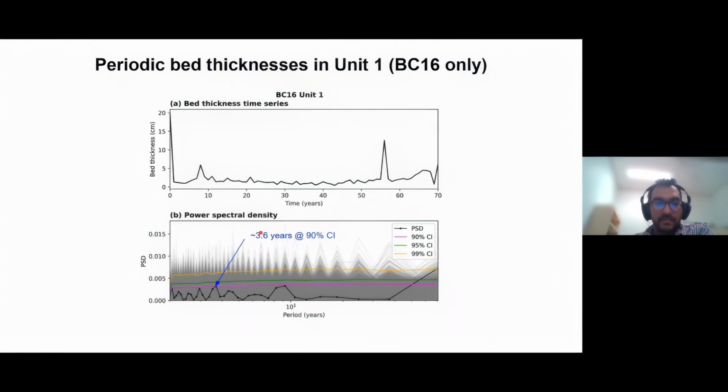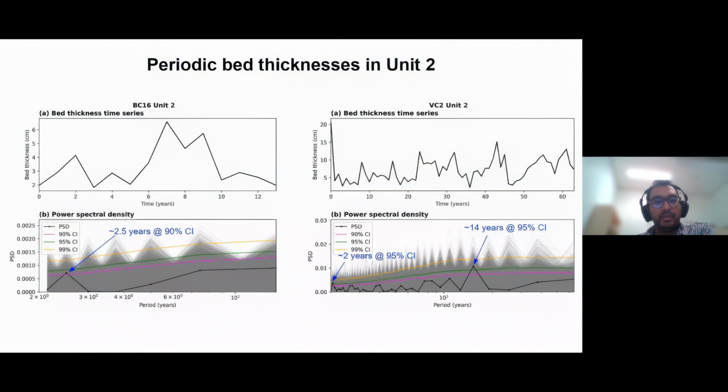And going to the second unit, or unit 2, these are the same plots as before, but here we have the periodic bed thicknesses for BC16 and VC2, because unit 2 was observed in both of the boreholes. In BC16, we can see a periodic bed thickness occurring every 2.5 years at 90% confidence interval. And in VC2, it is around 2 years at 95%. And also there's another peak at 14 years at the 95% confidence interval.